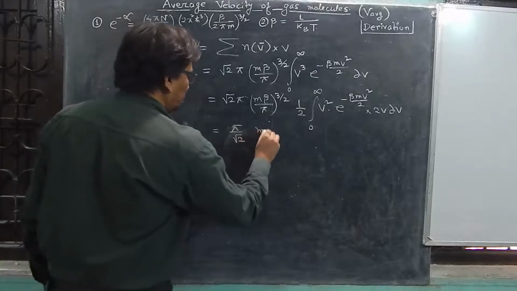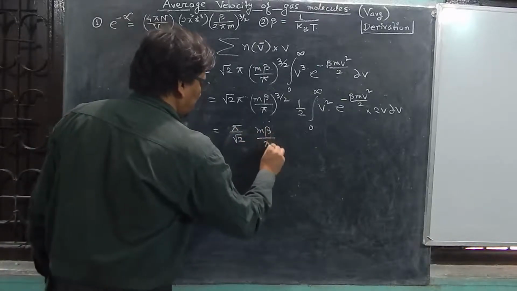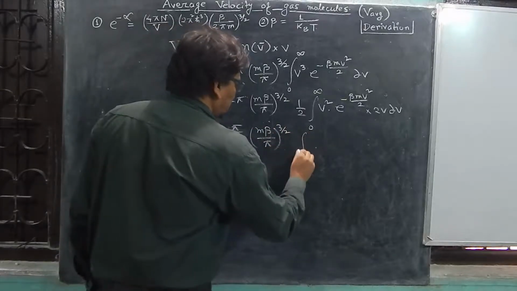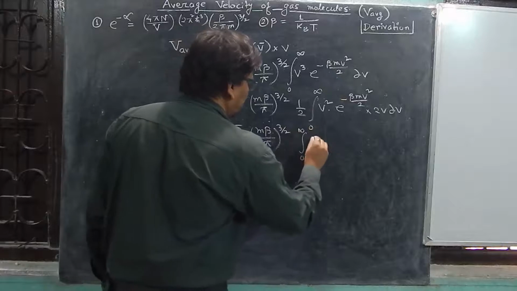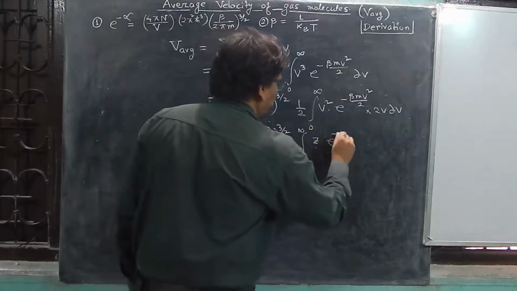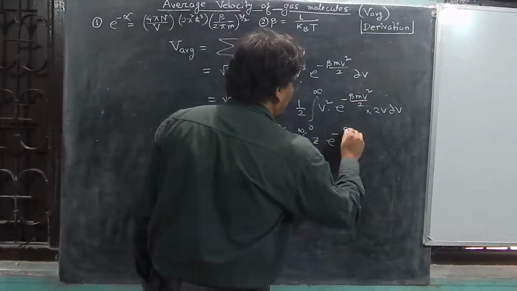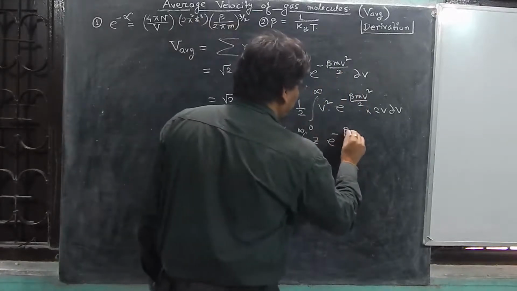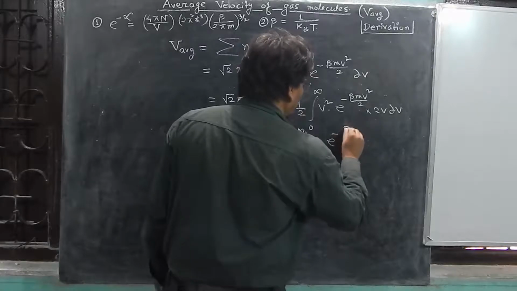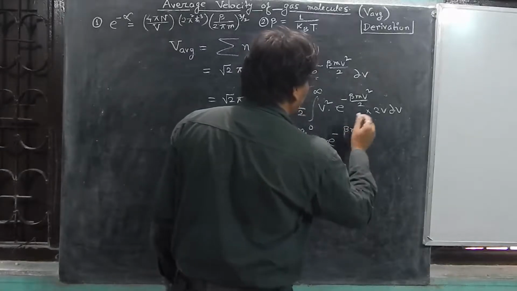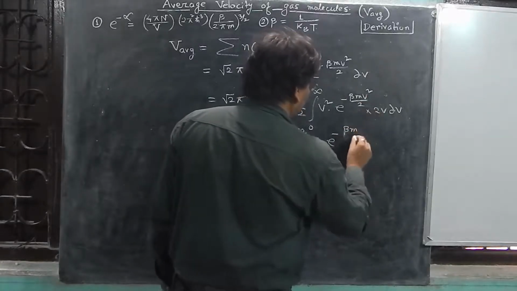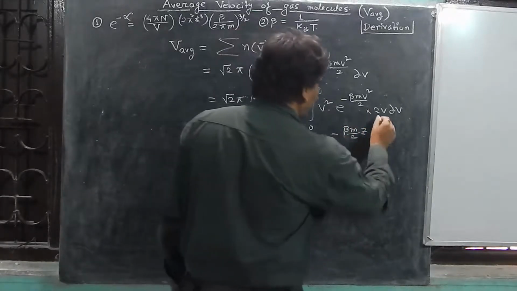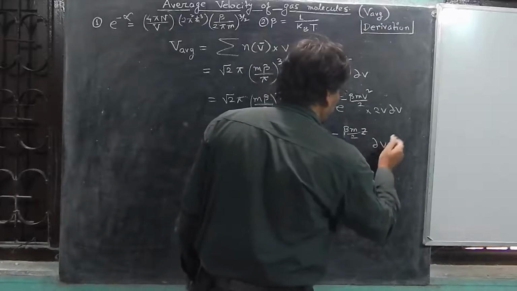root 2, and this is m beta by pi whole to the power 3 by 2, and this is the integration 0 to infinity. So write it z e to the power minus, this is beta, and this thing is v square, so beta m, sorry, so this is beta m, and this v square is z. Okay, so beta m z. Okay, and this is 2v del v, that can be written as del z.